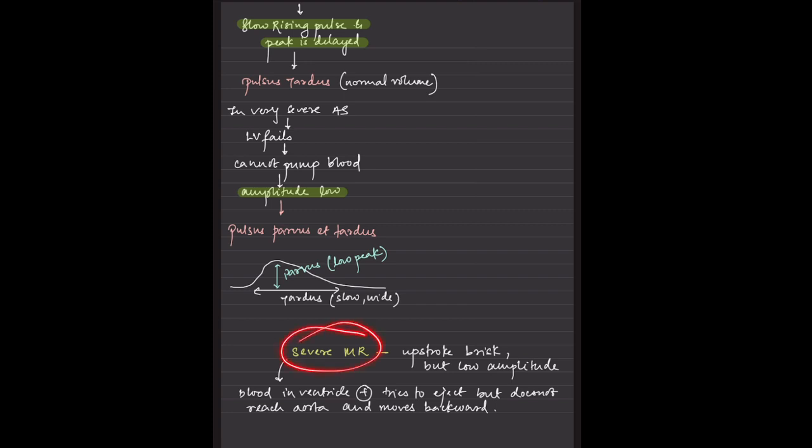Then in severe MR, there will be a brisk upstroke, but it will be of low amplitude. Why is it so? Because the blood is there, it will try to pump, and ejection occurs by the ventricle, but the blood will not go forward. It will go to the other side and come back. So that is a low amplitude pulse, but it is an upstroke pulse. Blood in the ventricle tries to eject but does not reach the aorta and moves backward. That is in severe MR.